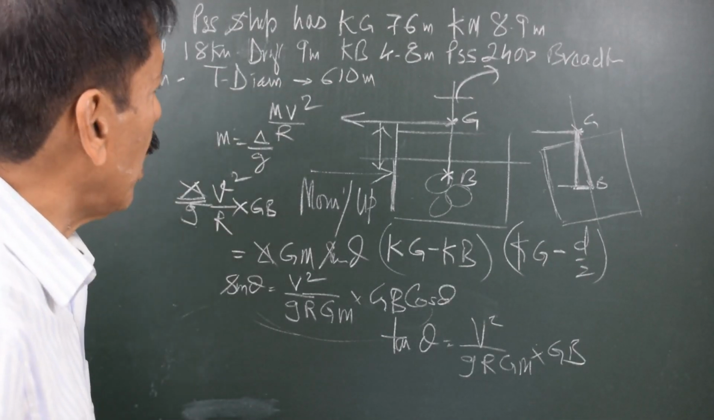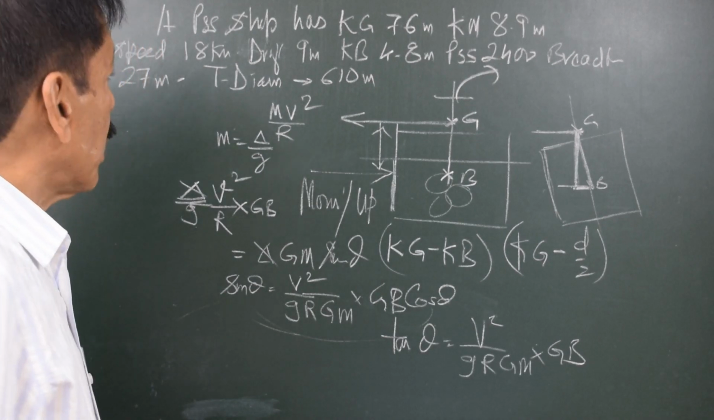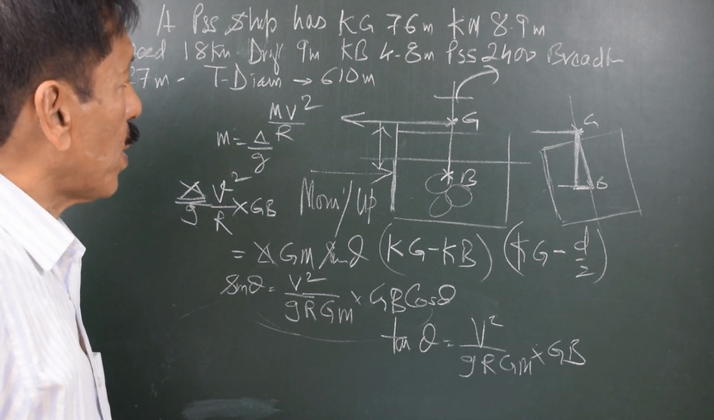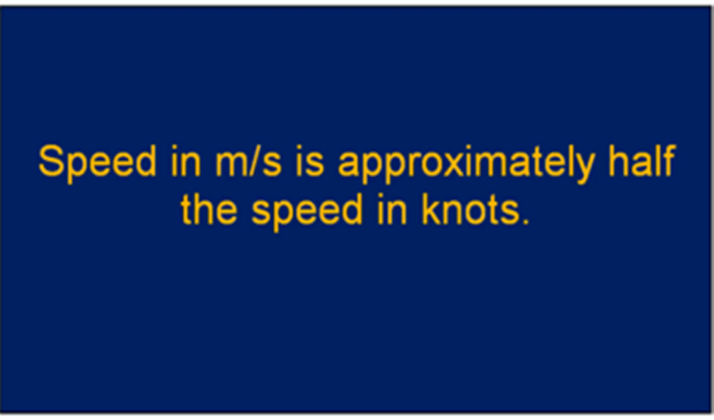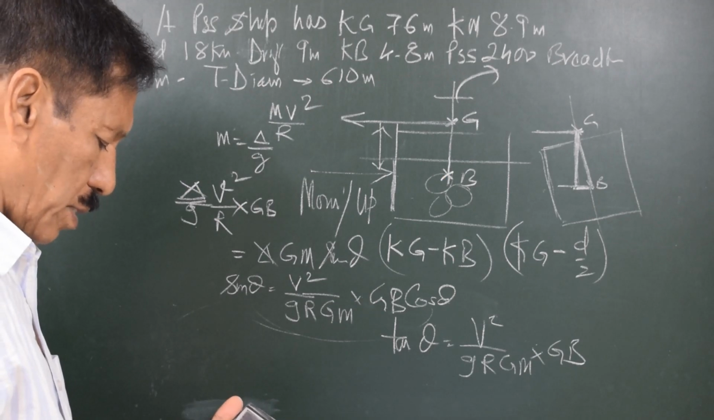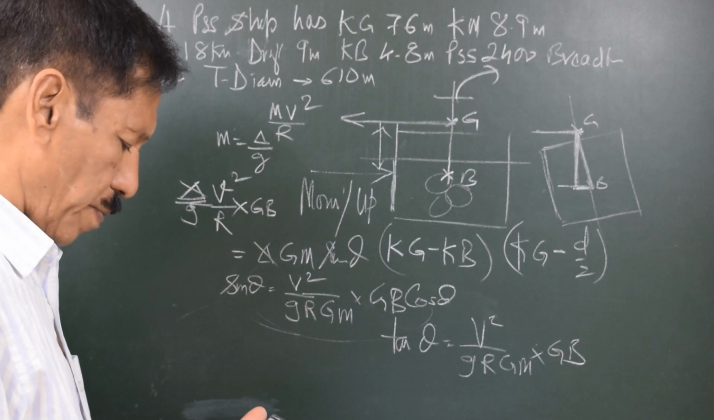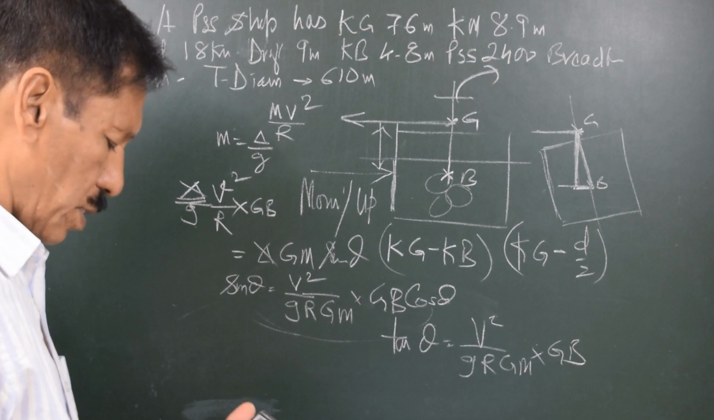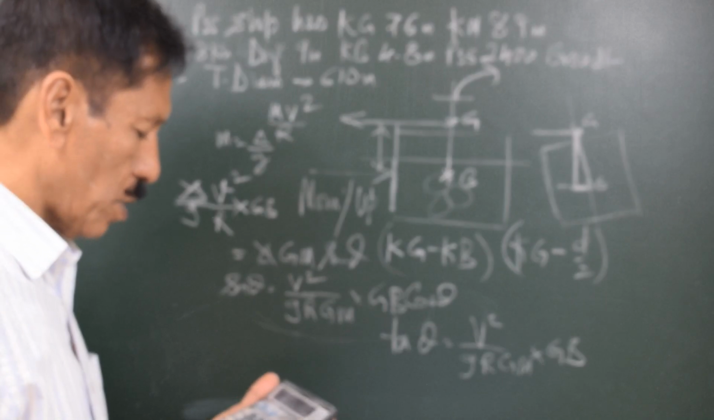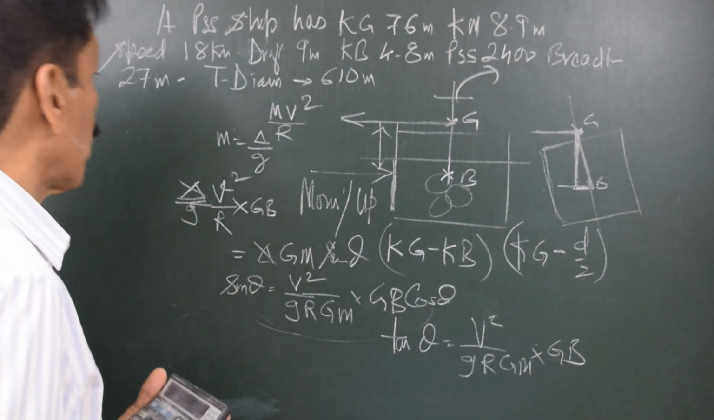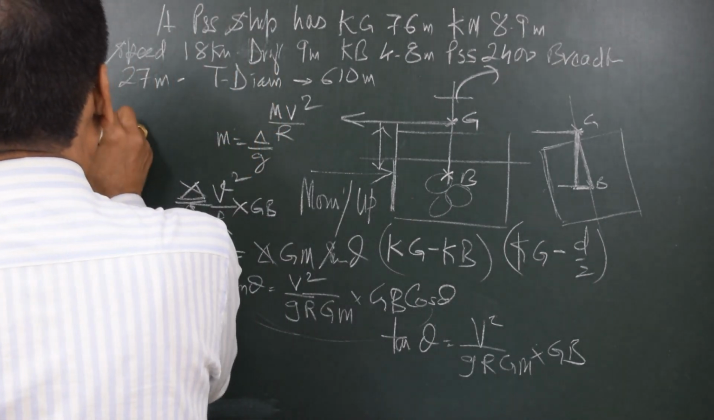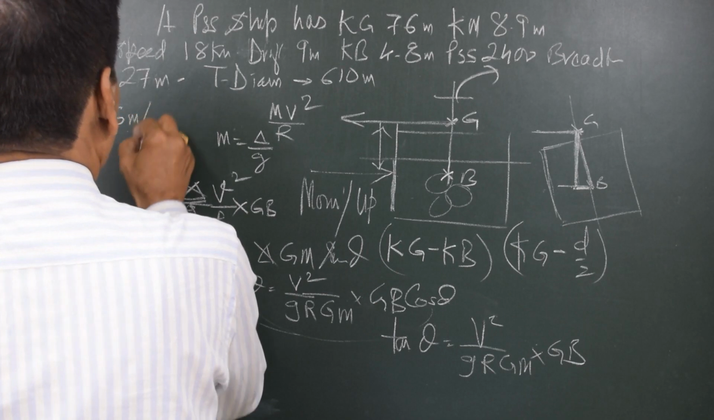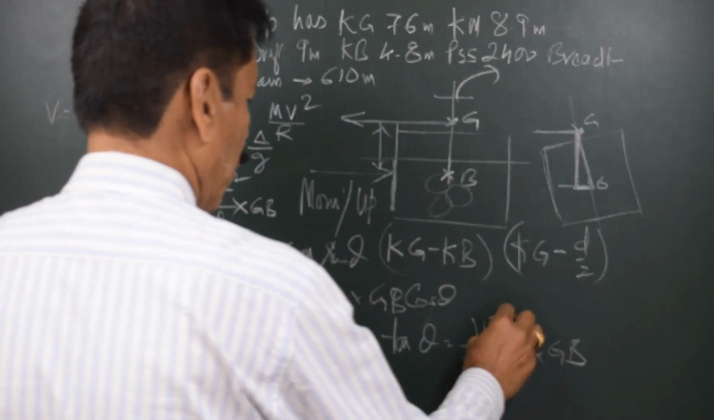Let us see if we can find out whether the criteria in respect of heeling is satisfied. V has to be in meters per second. Now what we are given is 18 knots, in nautical miles. What we have to do is 18 multiplied by 1852 divided by 3600. That gives meters per second. That is 9.26 meters per second. So V is equal to 9.26 meters per second. So we have got V.